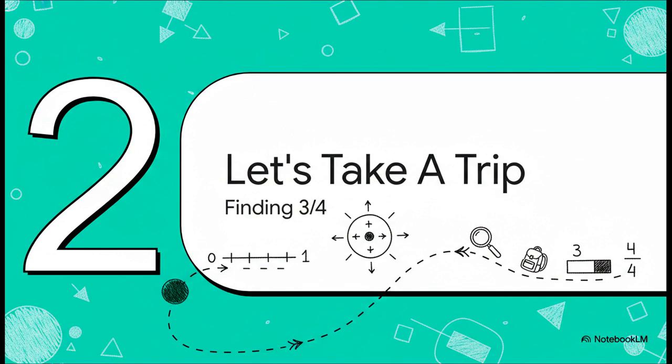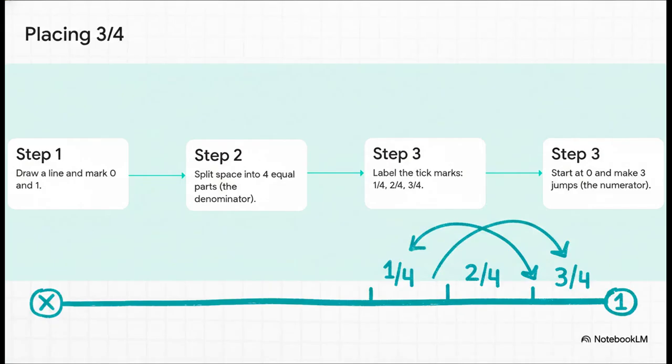Let's see how this works in the real world. We're looking for the fraction 3/4. So let's just follow the steps. Step 1, we draw our line, mark our start at 0 and our end at 1. Easy. Next, step 2, we look at the denominator. It's 4. That means we split the space into 4 equal parts. For step 3, we can label those new tick marks, 1/4, 2/4, 3/4. And finally, step 4, the numerator is 3. So we start at 0 and we make 1, 2, 3 jumps. And there it is. That exact point is the address for 3/4.